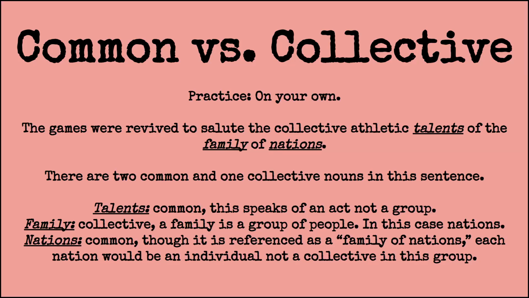But then I look at the phrase family of nations, and I have to figure out which one of those is the collective and which one is the common. Well, in this case, family is the collective noun because it's talking about the family of nations. So the family together makes up this group, whereas the nations could each be listed individually. So because the family is talking about all of them together, it's the collective. Whereas the nations, since they could all be referenced individually, is the common.